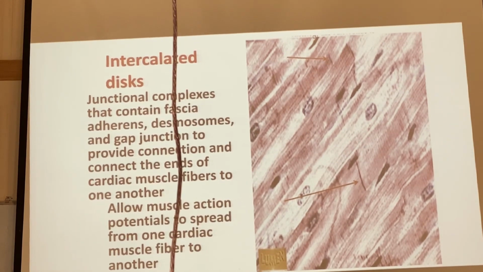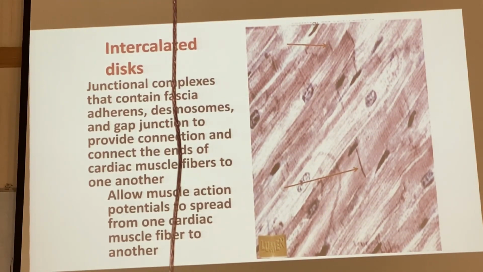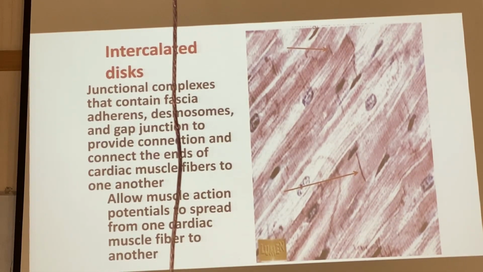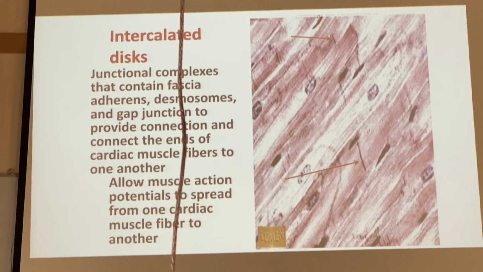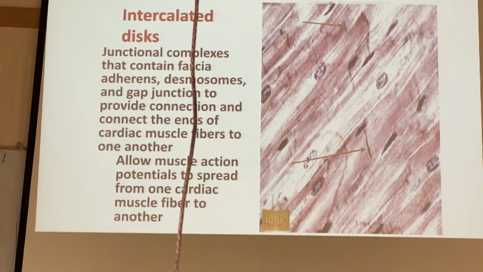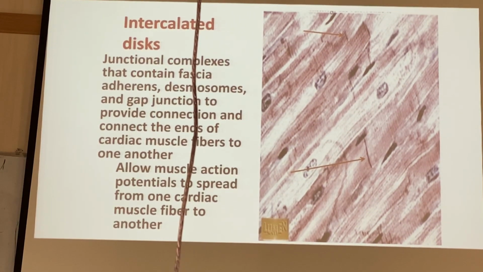It has what? Zona occludens, adherens, desmosome, gap junction, in the epithelial cells. But now we are talking about the muscle cell, not the epithelial cell.